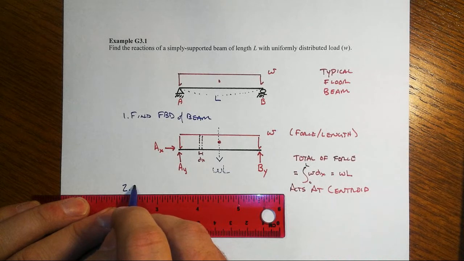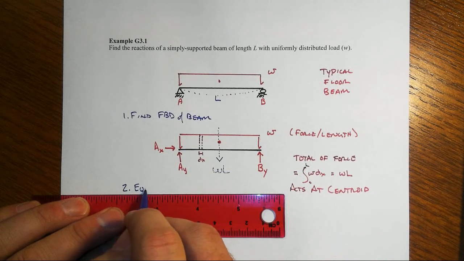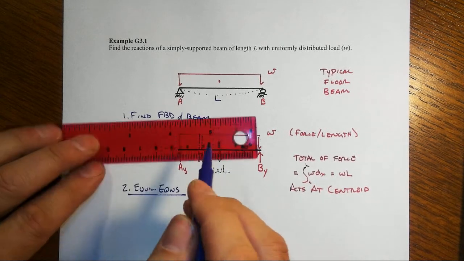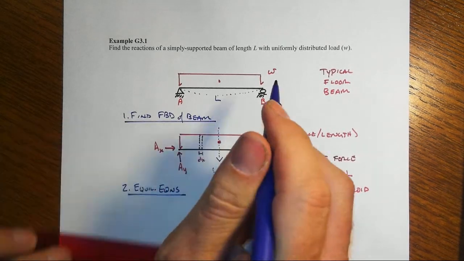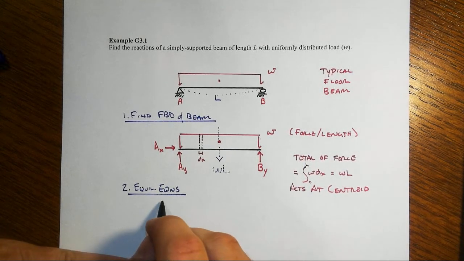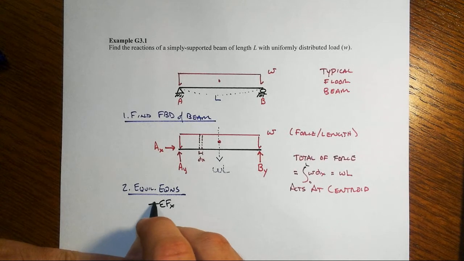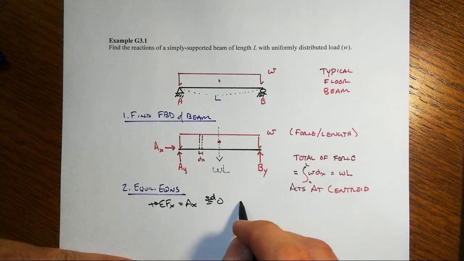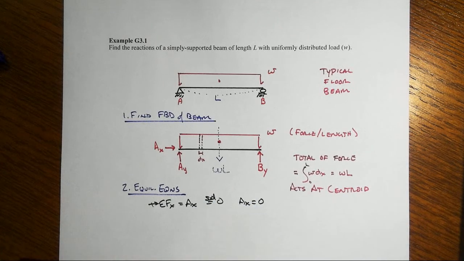And now let's write equilibrium equations to find our reactions. That should have been underlined too. There we go. That all looks better. Alright, now we're going to get all kinds of amazing results here. Sum of forces in the x, to the right is positive, equals Ax. Set it equal to 0, and lo and behold, Ax equals 0. Boring. Not always going to end up that way, but that's the way it is here.